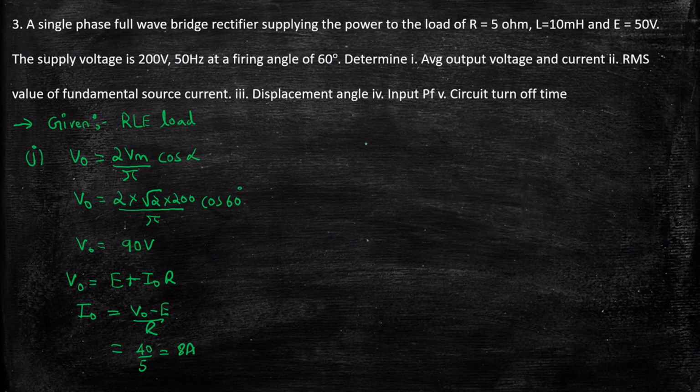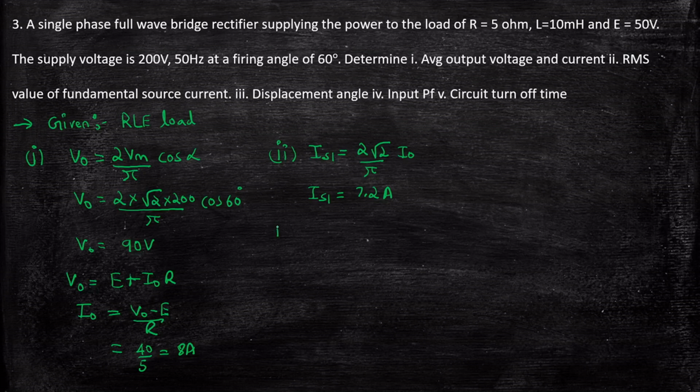Now the second portion is, what is the RMS value of fundamental component of source current. So we have seen this in the Fourier analysis, and the formula is given as 2 root 2 by pi into I out, isn't it? So IS1, we know the value of I out. So substituting this, you will be getting 7.2 amps. And that is why I mentioned in the previous videos that the Fourier analysis is very important because we will get a lot of problems related to that.